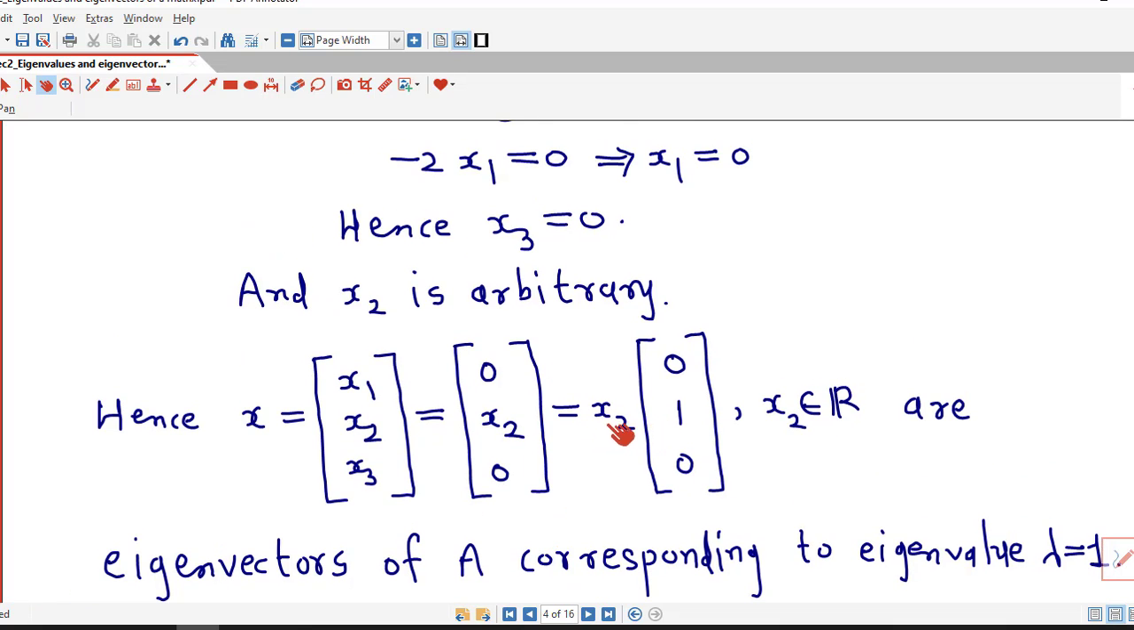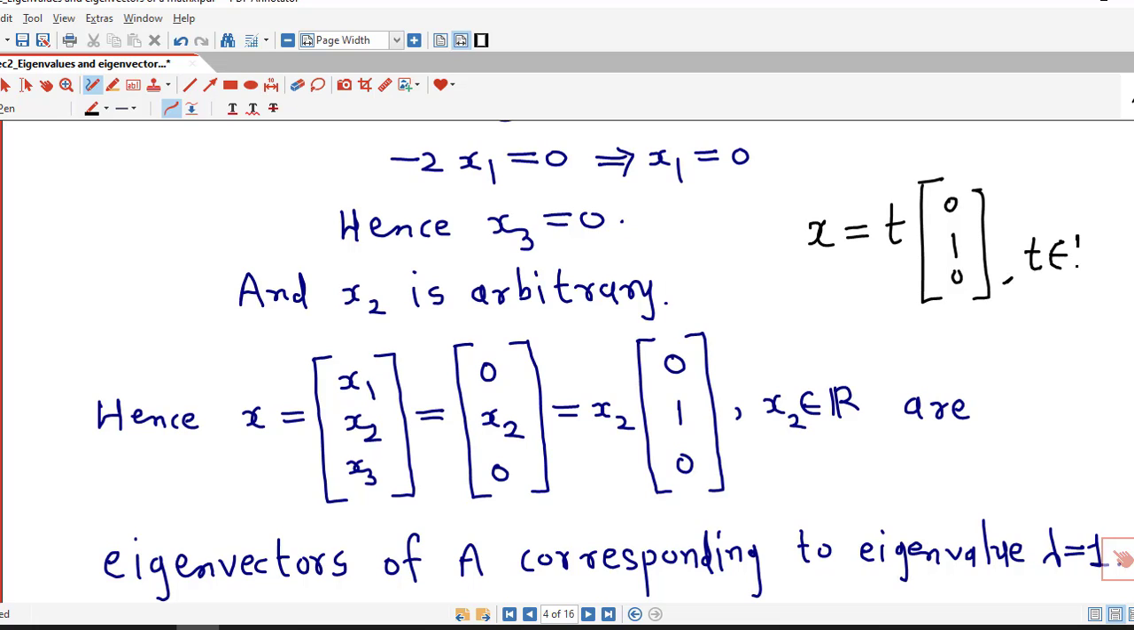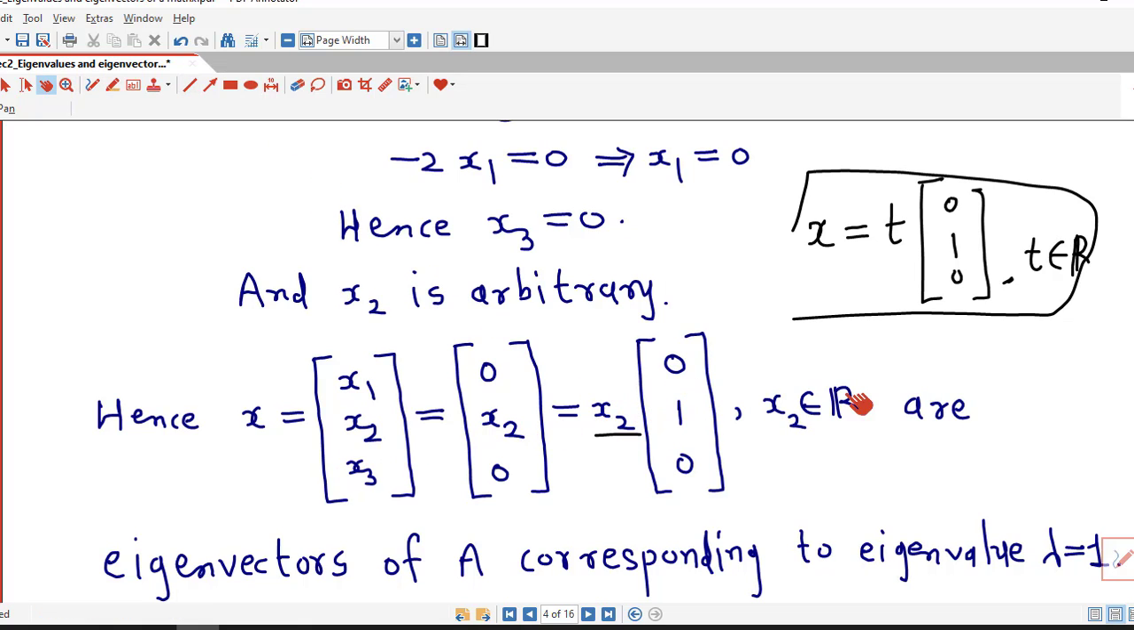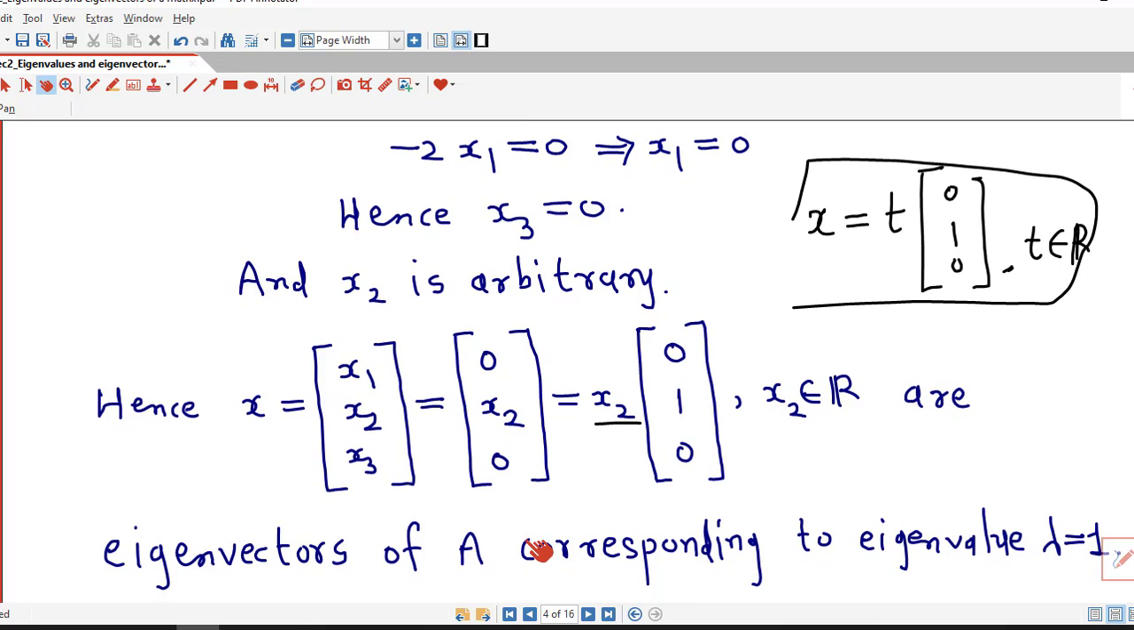If we wish, we can assume x2 equal to some parameter, say t, and we can write in this form also: t times 0, 1, 0, where t belongs to R is a parameter. So some authors write in this way also. They assume this arbitrary x2 equal to some parameter and they write eigenvectors in this form. That is also correct, but it is enough if we write in this form also. So these are the eigenvectors corresponding to lambda equal to 1.